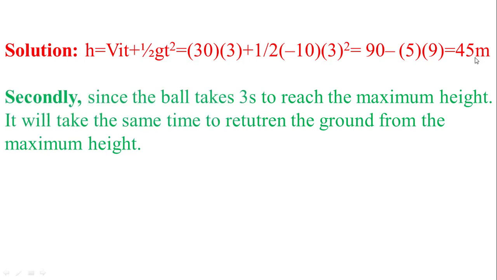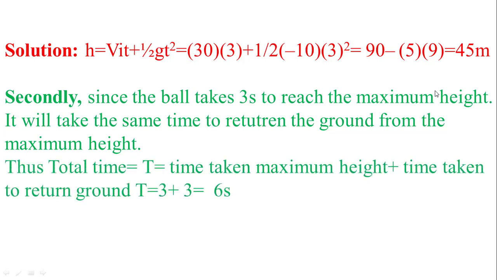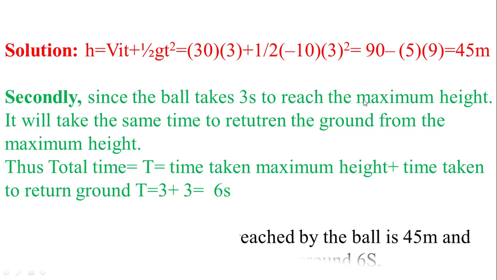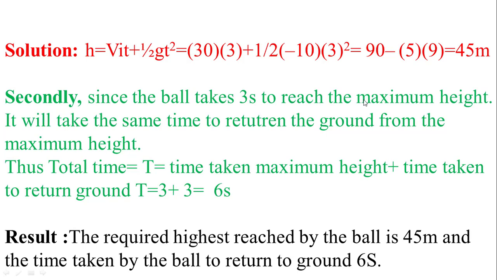Now we can calculate the total time. Since the ball takes 3 seconds to reach the maximum height, it will take the same time to come back to the ground from the maximum height. So total time taken T is equal to the time taken to reach maximum height plus the time taken to return to the ground. T is equal to 3 seconds plus 3 seconds is equal to 6 seconds. Now the final result: the required height reached by the ball is 45 meters and the time taken by the ball to return to the ground is 6 seconds.